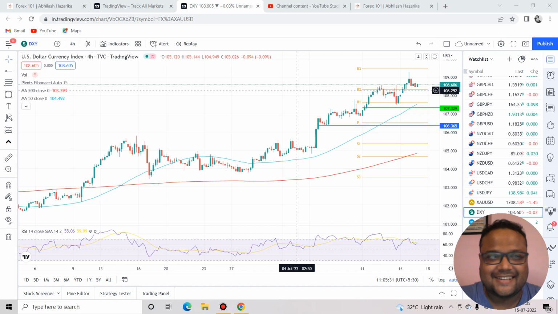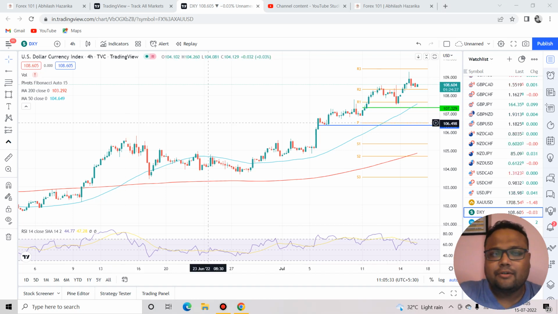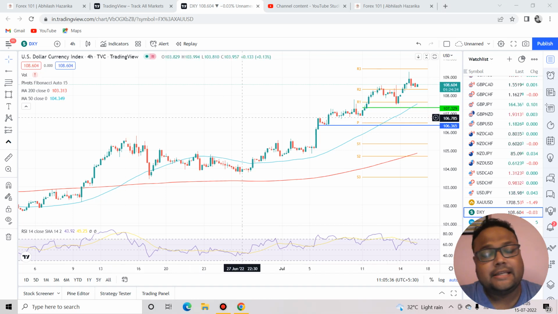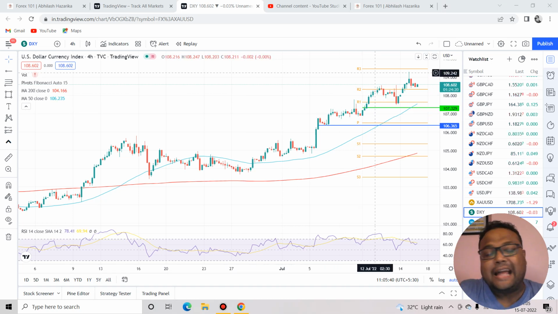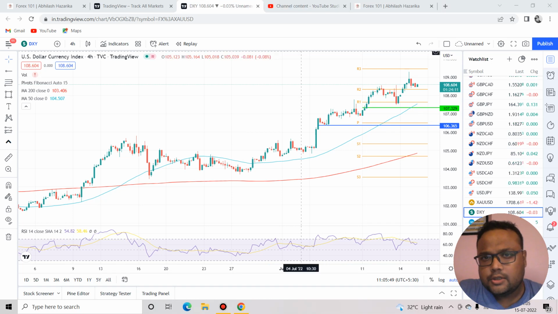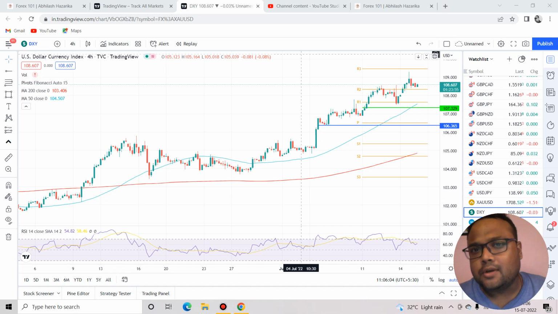So let's get started. This is a 4-hour DXY US dollar currency index, and yesterday DXY made a high of 109.27. So yesterday DXY continued its bullishness and reached the 20 years high. So DXY is still flying and still unstoppable. So my request to every one of you is that please follow the trend of DXY and trade accordingly.